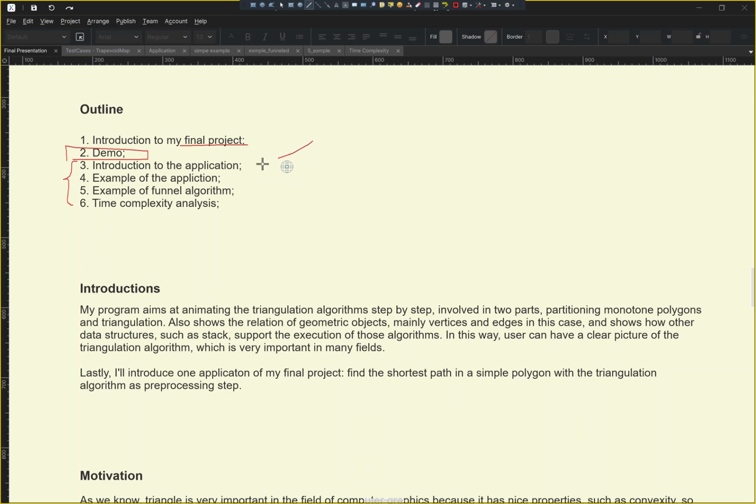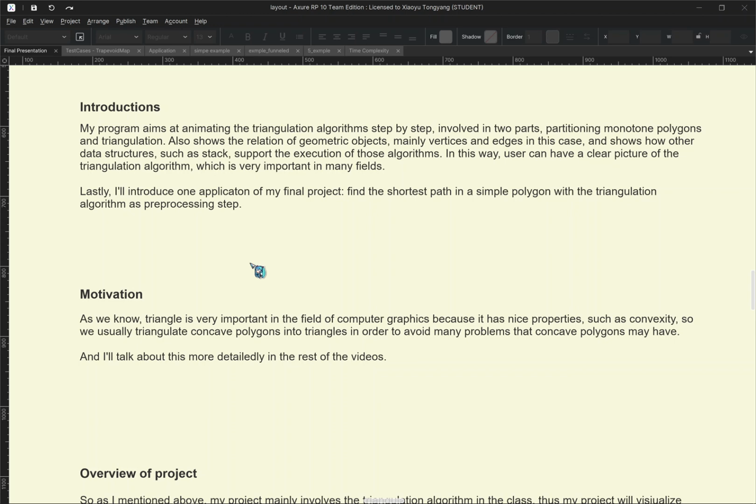So first, I will briefly introduce the application and then go through an example of the final algorithm. This algorithm is the core of the application. Last but not least, I will discuss the time complexity of the application to see how fast the overall algorithm is.